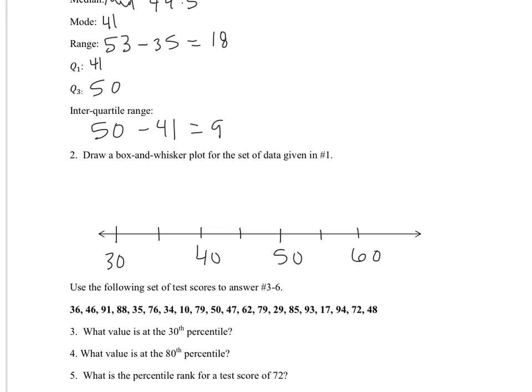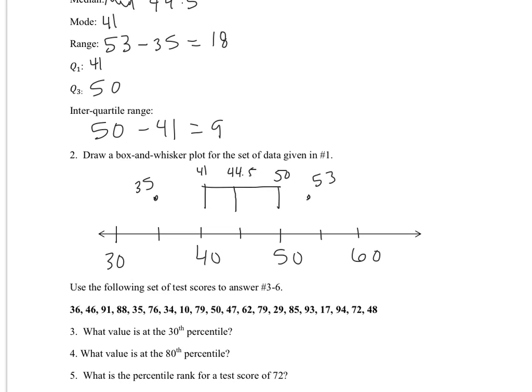So first I always like to do my minimum. My minimum is 35. Here's my minimum, 35. And my maximum is 53, so a little below. This right here is my 53. And then my Q1 is 41. My middles are lines, so my median was 44.5, so a little to the left. And Q3 was 50.